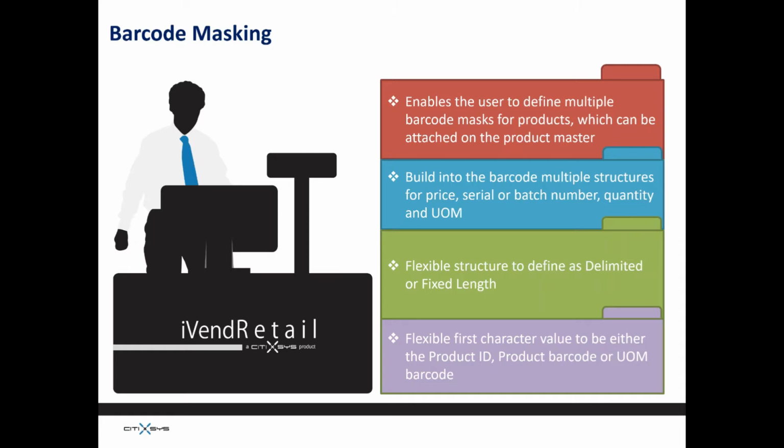And what you do is you define the barcode masking, and you define whether it's the product ID, the barcode, the price. You have that flexibility to actually build the mask the way you need it, based on how the label is actually printed out in your scale, I would say. So this barcode masking feature will allow the user to define multiple barcode masks for different products, and these barcode masks are attached individually at the product master for each item.